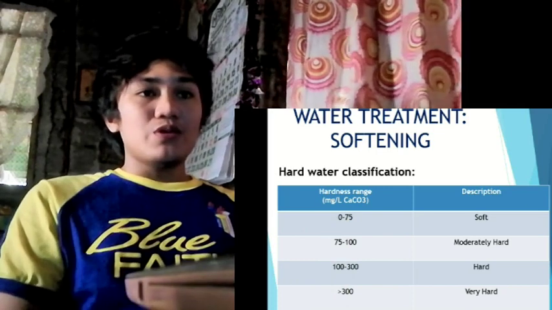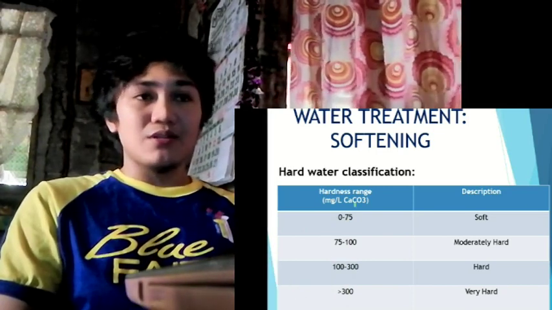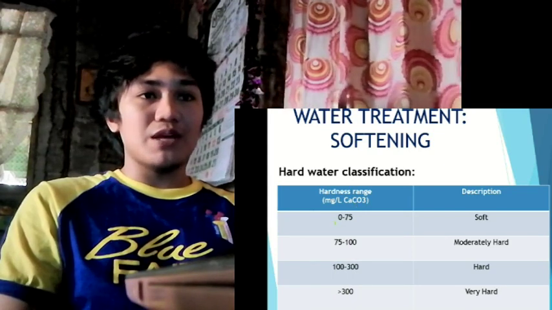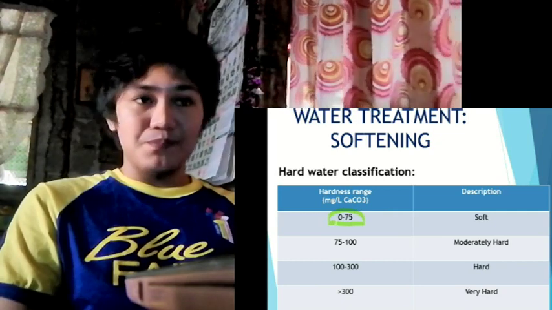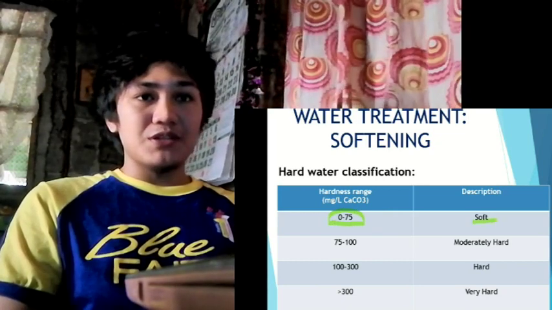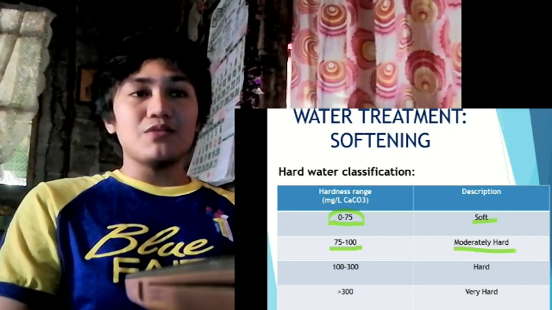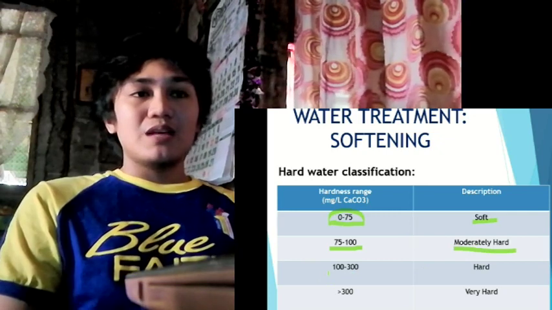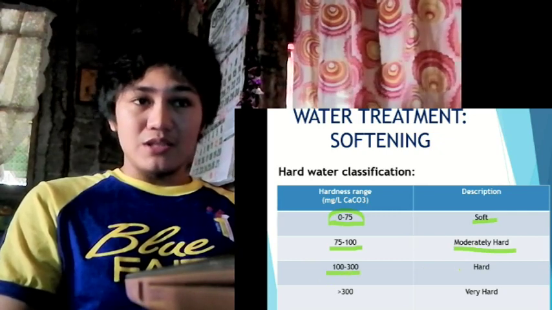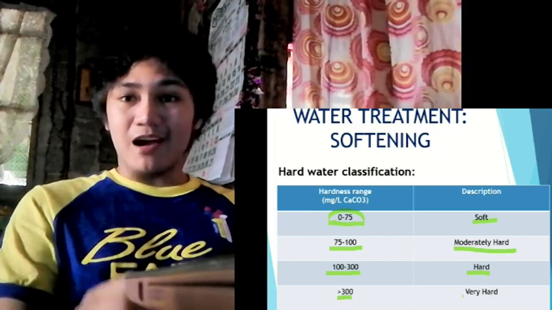So, we have this range of hard water classification. If it is 0 to 75 mg per liter, then the description is soft. If it is 75 to 100, then it is moderately hard. If it is 100 to 300, it is considered hard. If it is greater than 300, it is very hard.